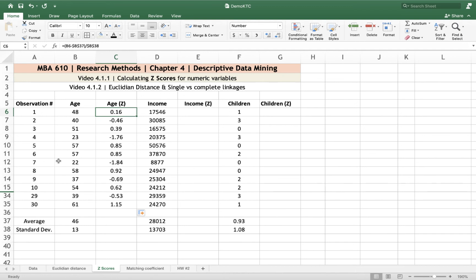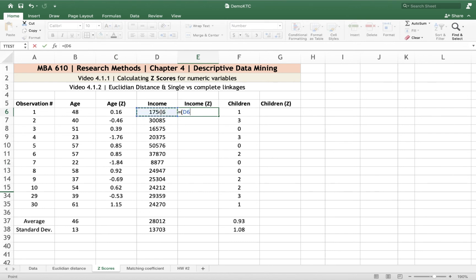If we look at person number 7, they're 22, right? That's quite a bit younger than the sample average. In fact, it is 1.84 standard deviations below the sample average. And we know that it's below if the sign is negative, and we know it's above if the sign is positive. So I'll do the same thing for income.